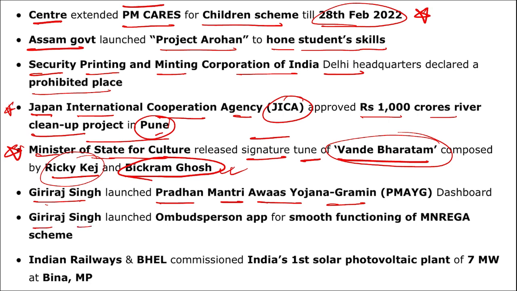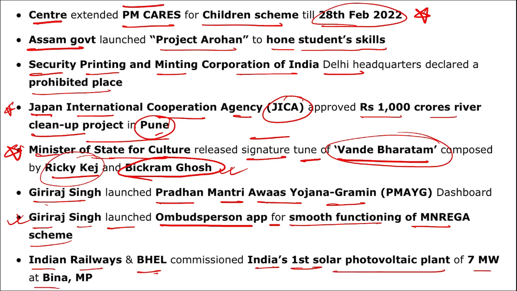Next, Giriraj Singh also launched an Ombudsman Person app for smooth functioning of the MGNREGA scheme. Then Indian Railways and BHEL have commissioned India's first solar photovoltaic plant of 7 MW at Bina, Madhya Pradesh. Mark this. These two are also important. Remember, I repeat again, Giriraj Singh launched the Pradhan Mantri Awas Yojana Grameen Dashboard, and Giriraj Singh is the only person who launched the Ombudsman app for smooth functioning of MGNREGA.